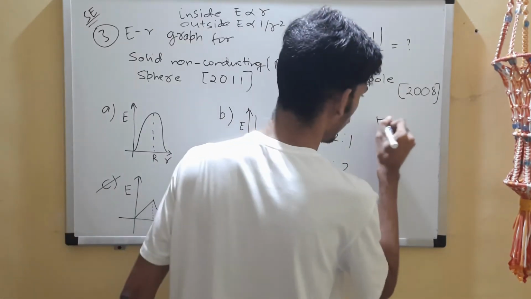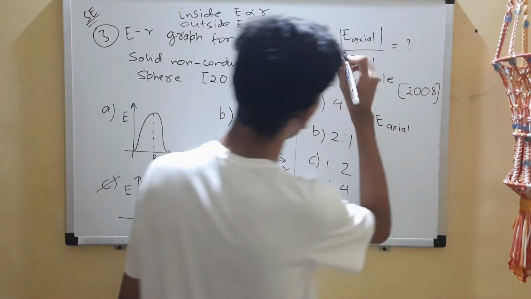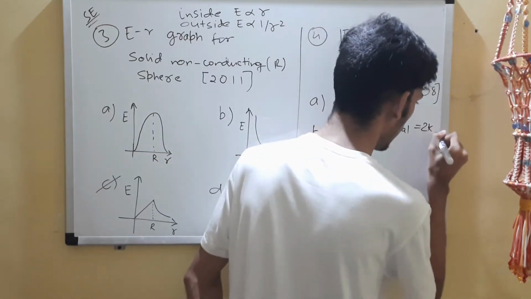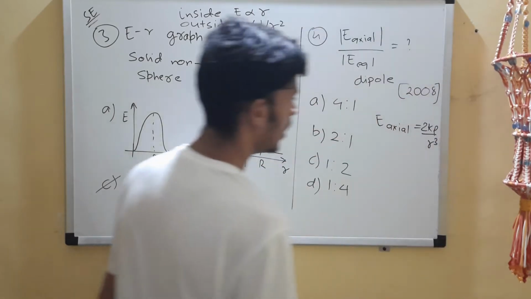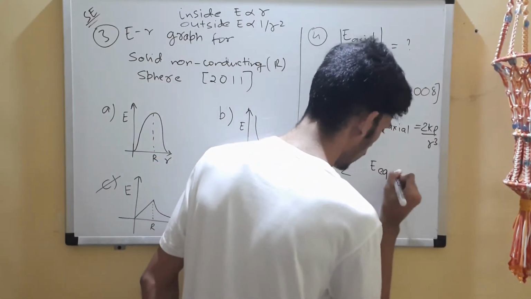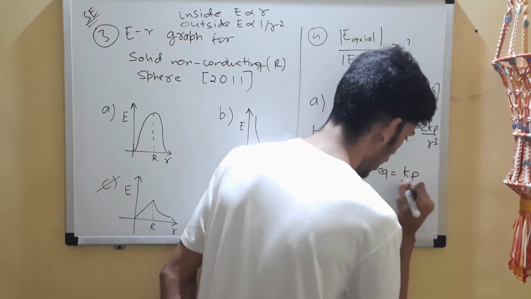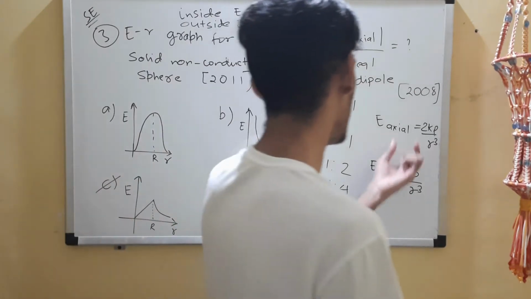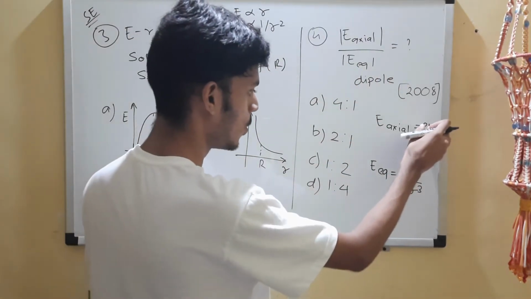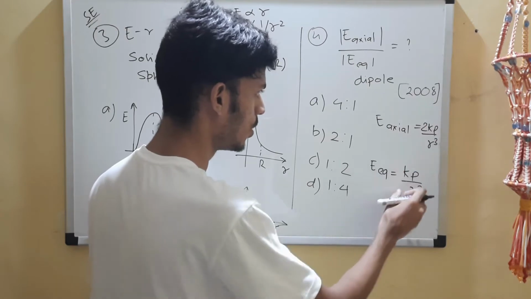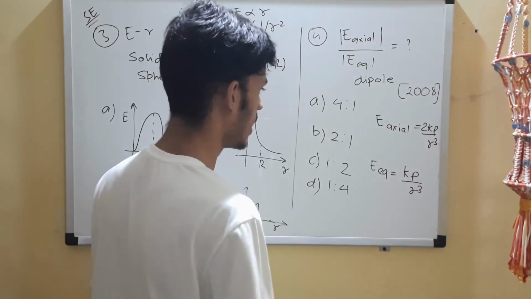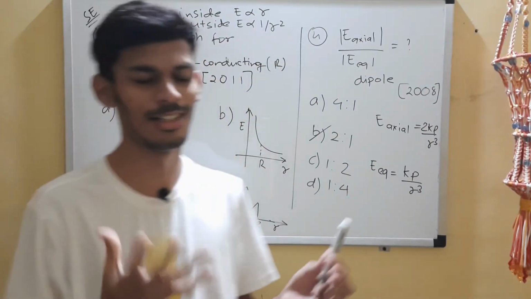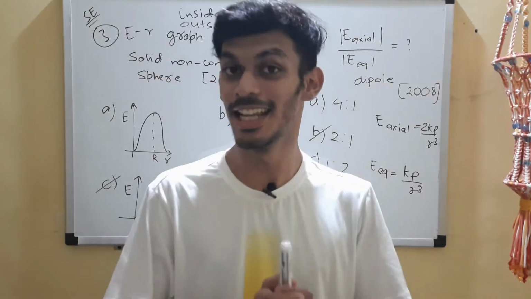So you'll know that for electric field at the axial point, you have to take the magnitude. Electric field at the axial point is given as 2kp by r cube, and electric field at the equatorial point is given as kp by r cube, or minus kp by r cube, but anyway we just want the magnitude. So when you take the ratio, the kp by r cube will get cancelled and the ratio that you will get is 2:1. So option B, 2:1, is the correct choice over here. Next question.